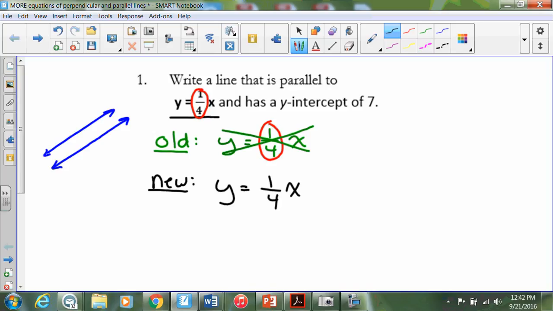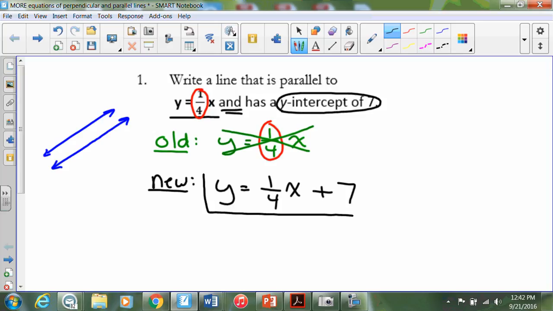And then I'll go back into the problem, it says write a line that's parallel to y equals 1/4 x. Good, we stole the slope and we used it. And has a y-intercept of 7. And I know that I can put my y-intercept there. So this is our answer. This is our new equation given what they gave us.